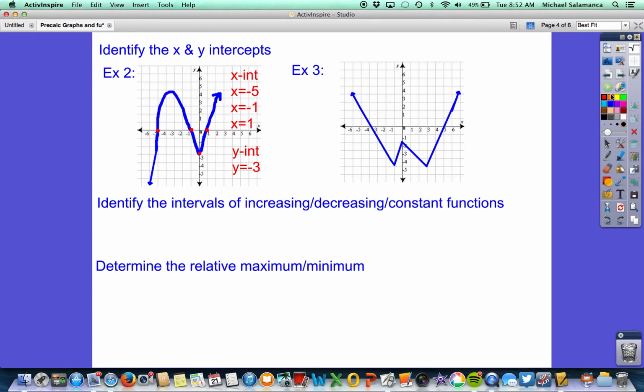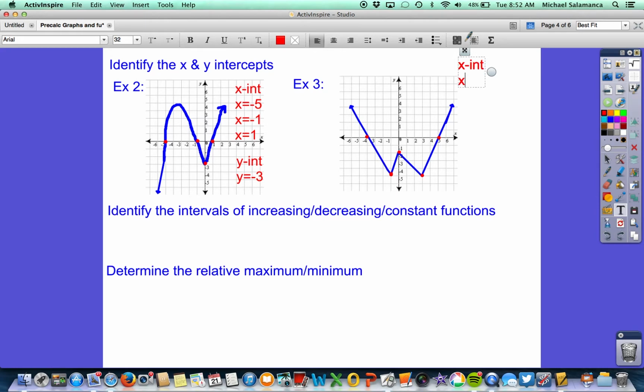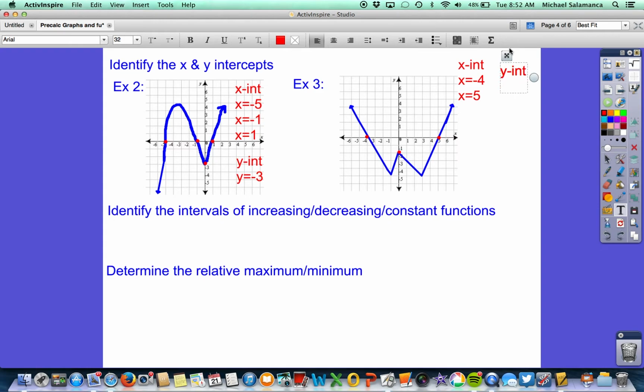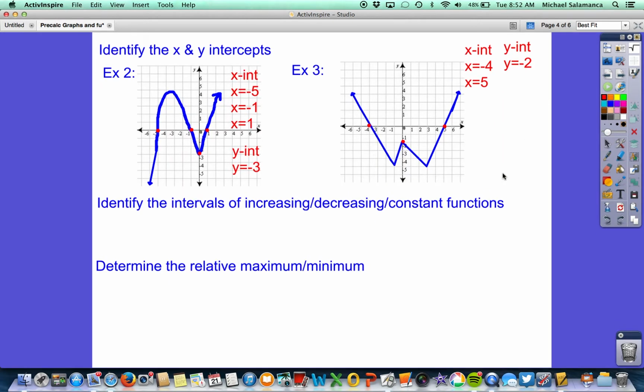For example 3, let's mark the points where it crosses. So it crosses right here, crosses right here, here, here, and here. So again, we just itemize it. X-intercepts are at x equals -4 and x equals 5. I actually made a mistake when I wrote this the first time. It doesn't actually cross right there or there because those aren't intercepts. So your only x-intercepts are at -4 and 5. Your y-intercept is at y equals -2. And those are the only times it crosses a major axis.